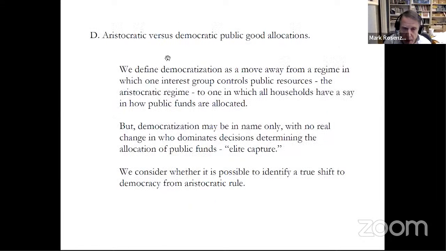Now we're going to compare the two forms of governance, okay? And we'll define democratization, obviously, as a move from a regime in which one interest group controls public resources to one in which all households have a say in how public funds are allocated, depending on their proportions, given our models. And if we get some predictions from the shift, that's a true shift in democracy, that's going to enable us then to say whether there in fact has been a democratization, because if there hasn't been, there should be no change in the allocation of public goods relative to the aristocratic regime.